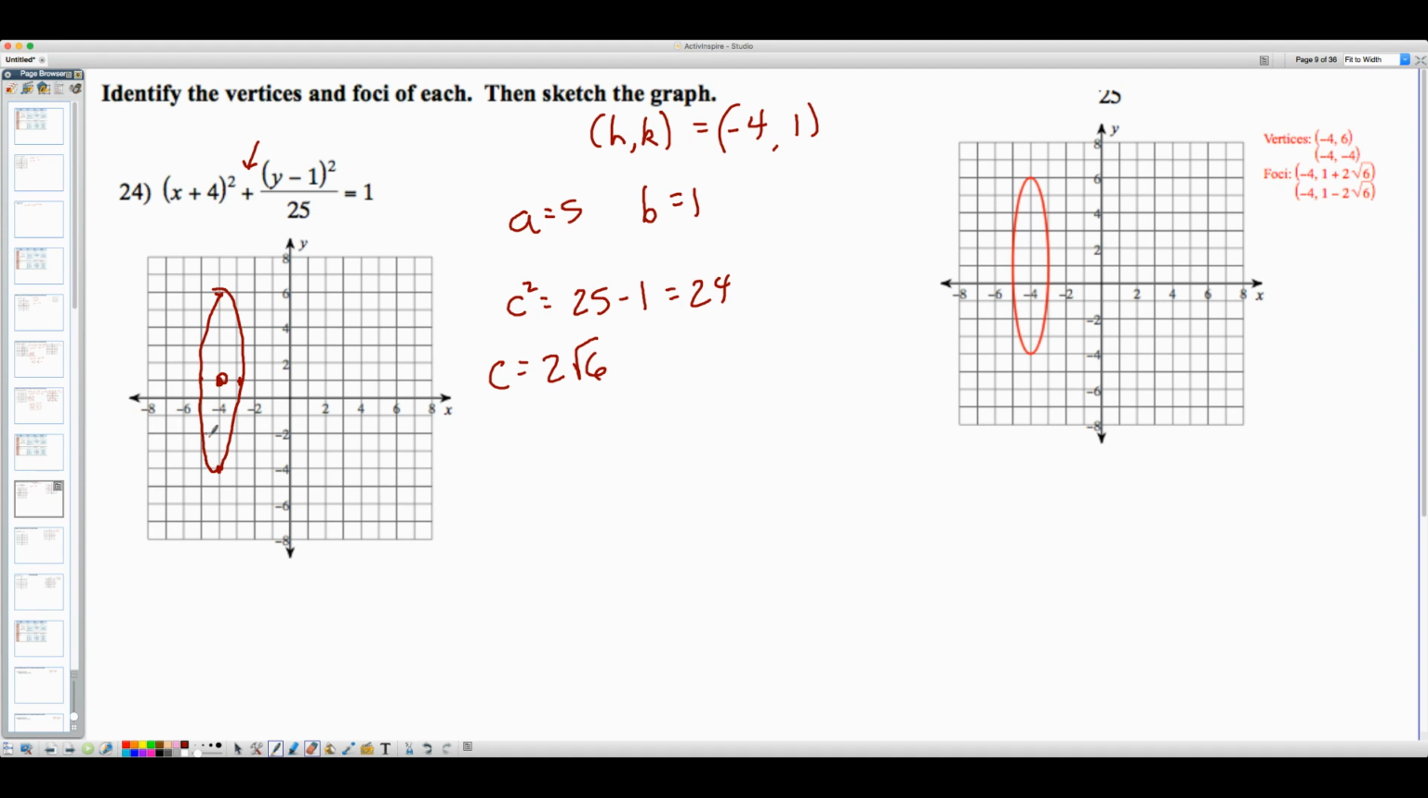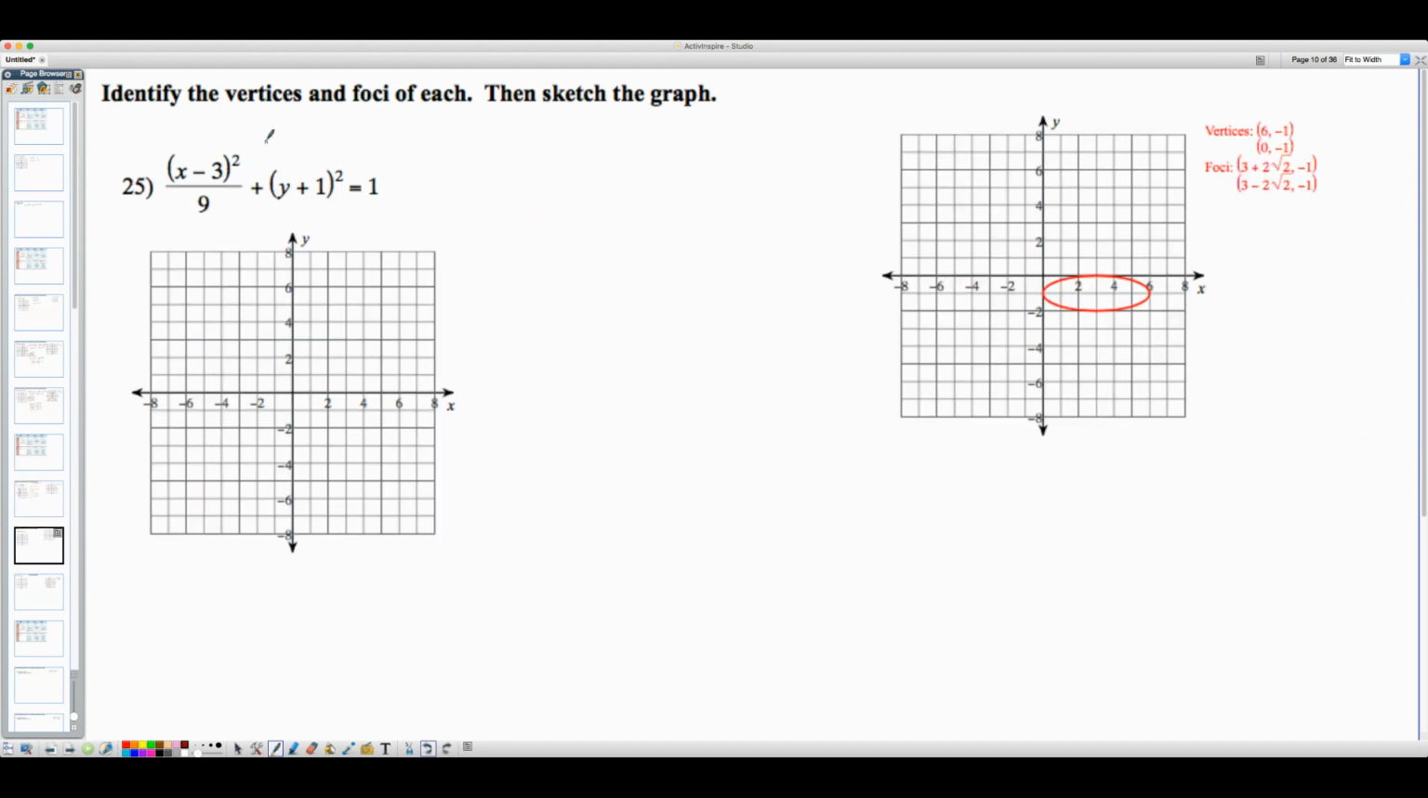Now c is going to be along this axis, and it's going to be starting at 1. So it'll be 1 plus 2 times the square root of 6, or 1 minus 2 times the square root of 6 in the y direction. And the x value of that is going to be at negative 4. And that's for the foci. And the vertices are going to be at these points here, 1, 2, 3, 4.